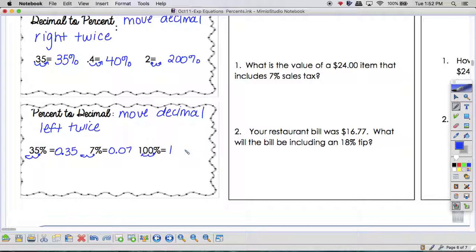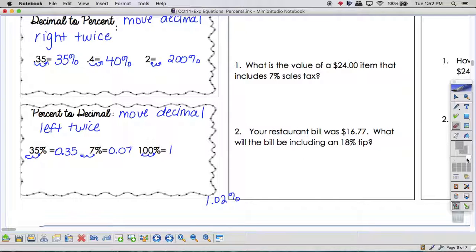Okay, it is very important that you know the difference between when you move it to the left and when you move it to the right. Okay, the problem that I have found is that students get confused, especially if the number is like 1.02%, and I want to change that to a decimal. And a lot of times students get confused. Well, do I go to the left or do I go to the right?